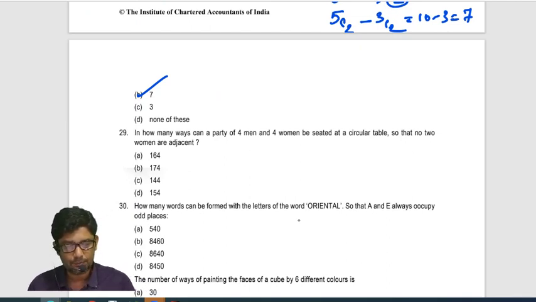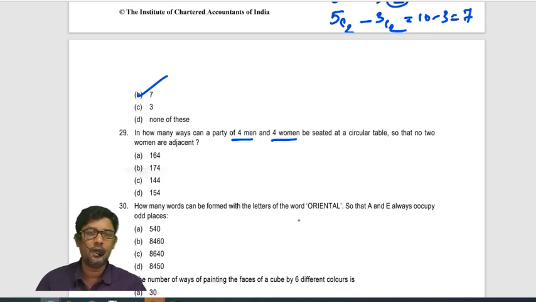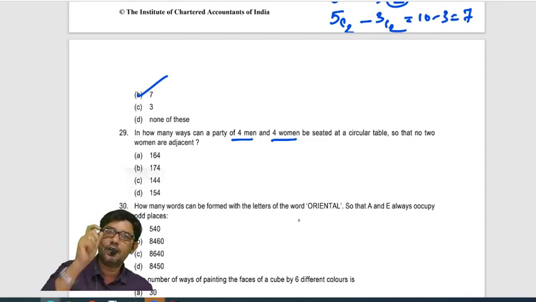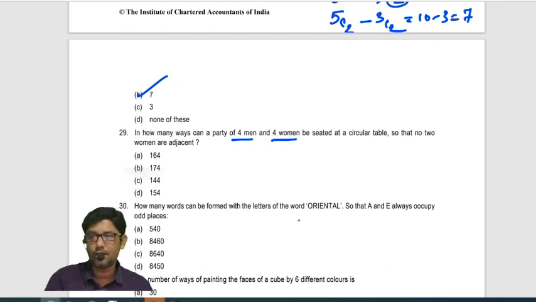Next one. In how many ways can a party of 4 men and 4 women be seated at a circular table? Guys, I'm also going to tell you one more thing while solving the problem. I will explain and solve each and every question. But meantime, I'll keep telling you whether we should attend this question or not. Please follow my instruction very carefully.